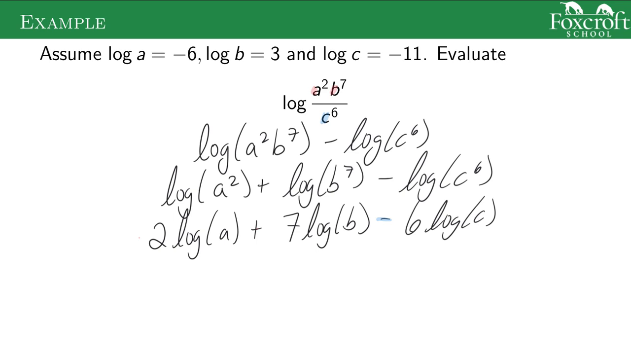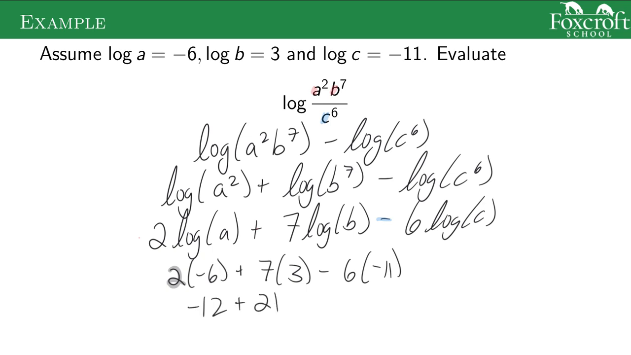But now we know what these things are. They say log base A is -6, so I can replace this with a -6. Log of B, they say is 3, so I can replace that with a 3. And log of C is -11, so I can replace that with a -11. So just plugging in these values that they tell me to plug in. And now I just do all the multiplication stuff. So this is -12 plus 21 plus 66.